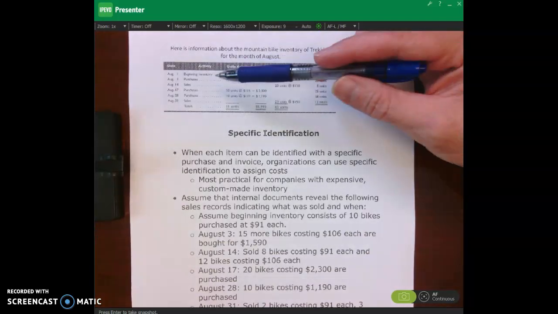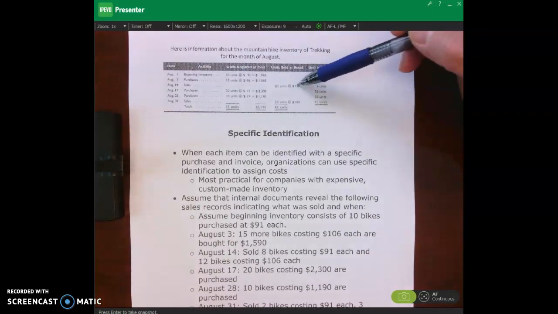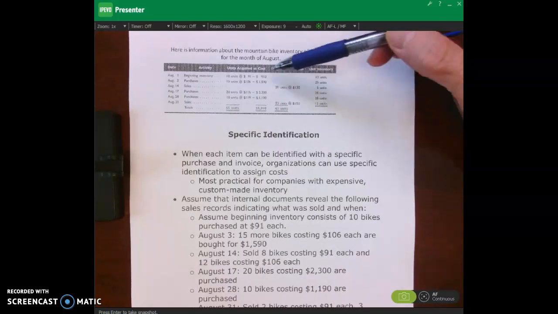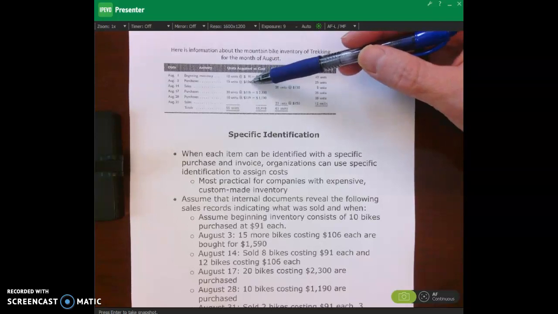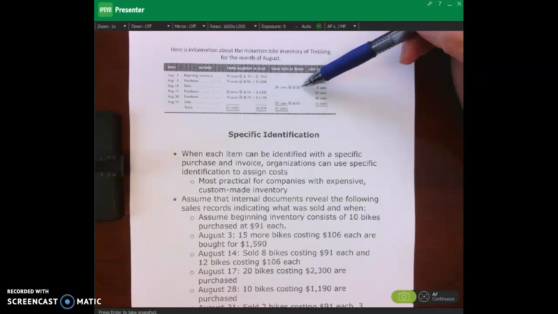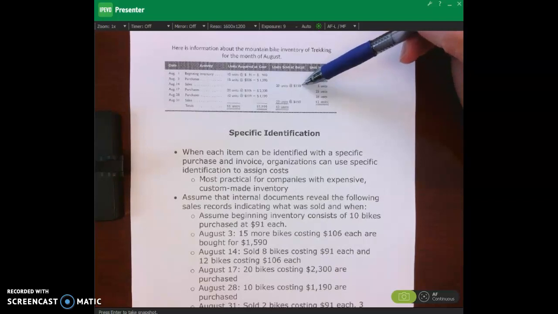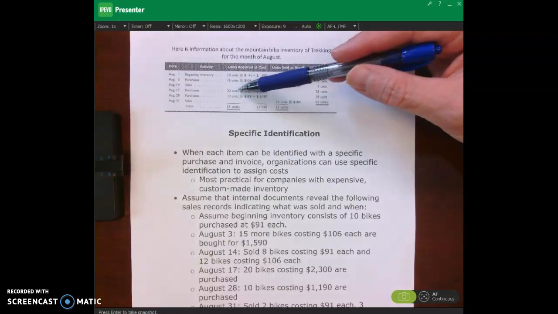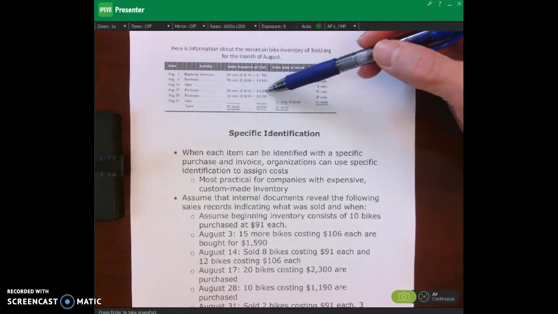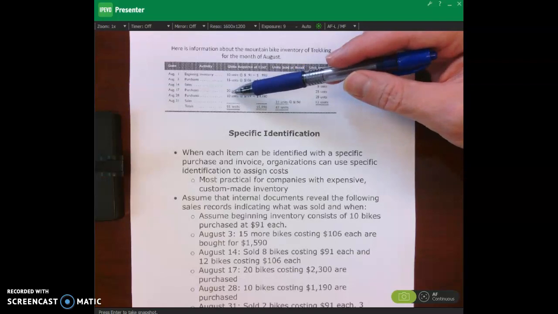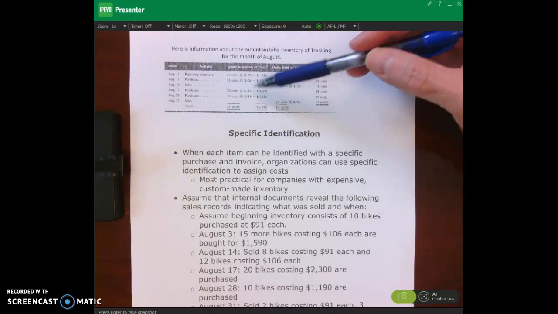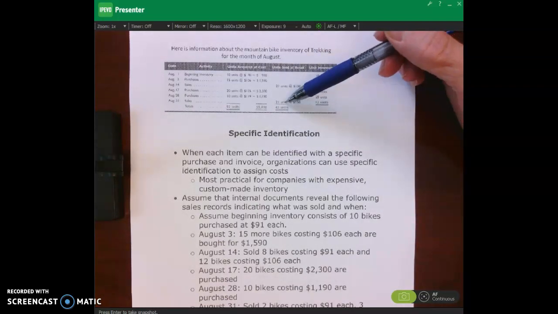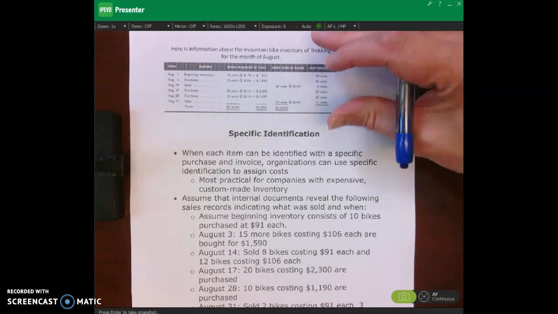On August 14th, we sold 20 bikes at $130. Okay, that's the price. This 106 on the 3rd, that's the cost. But on the 14th, we sold the 20 bikes at $130, that's the price. On the 17th, we purchased another 20 bikes at $115 cost, $2,300. And on the 28th, we purchased another 10 bikes at $119 a bike, $1,190. And on the 31st, we made a sale, 23 bikes at $150 per bike.